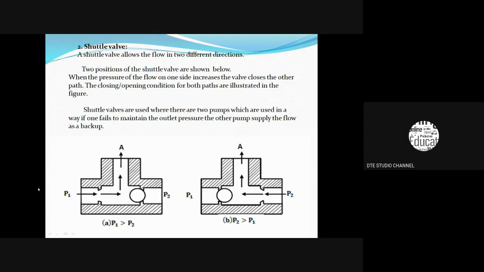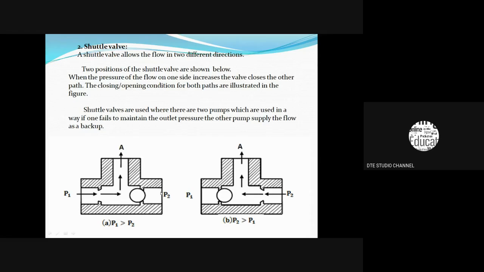Shuttle valve. Shuttle valve is a type of DC valve in which it may have two inlets and one outlet, or one inlet and two outlets. In both cases, shuttle valves can be used. The figure shows two inlets and one outlet.